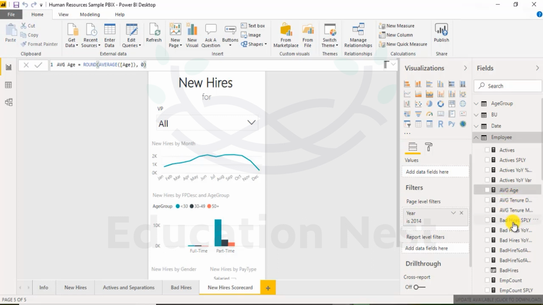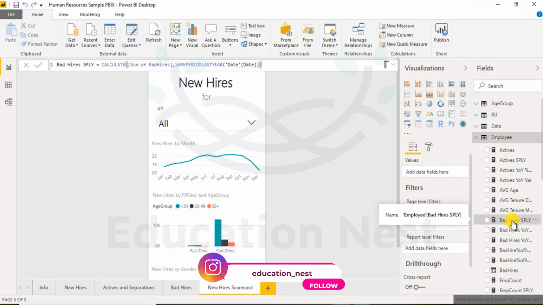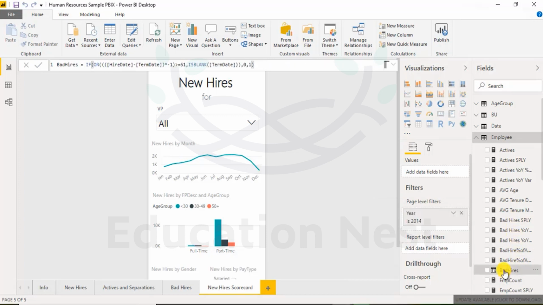Average tenure. So these are all average functions. How do you calculate the bad hires? You do the sum of the bad hires for the same period last year. So that's what you get. What is bad hires? Bad hires is hire date minus termination date times -1 to make it positive, is greater than 61. Then it is a bad hire. That means anybody who's worked for less than 61 days is a bad hire, right?